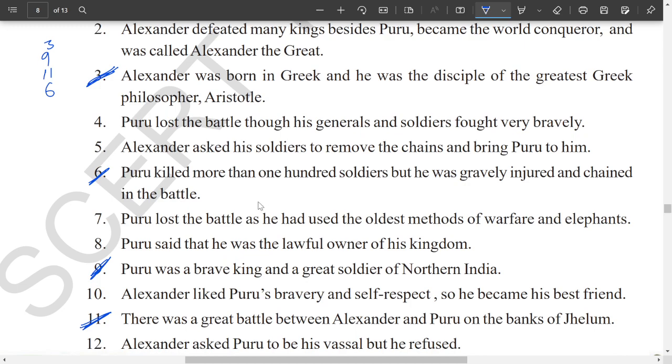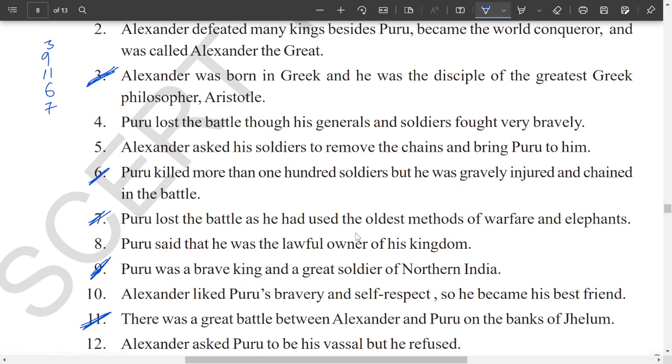Now next what happens? Puru lost the battle as he had used the oldest methods of warfare and elephants. You can use the 7th one here after 6. Next one, what happened is Alexander, can we go with this? Alexander asked the soldiers to remove the chains. No, we cannot use it. Which one can we use here? Now, Puru lost the battle as he had used the oldest methods.